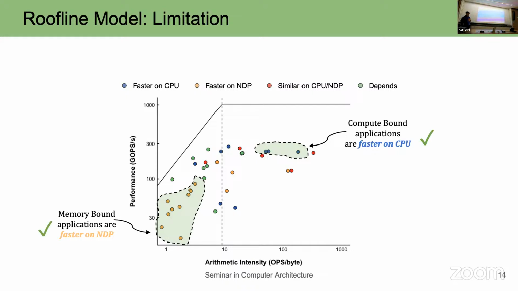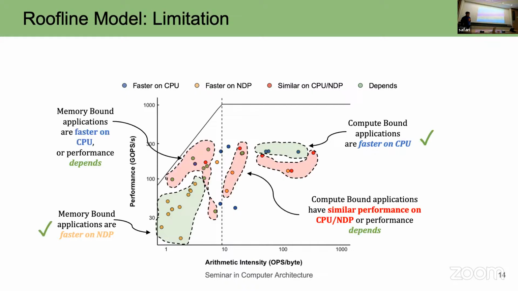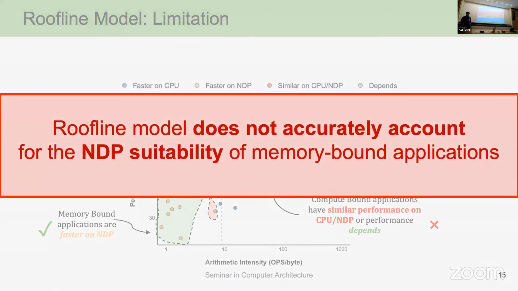But there are also functions which are classified wrongly, or it generally depends on whether it performs better on a CPU or NDP system. So we conclude that the roofline model does not accurately account for the NDP suitability of memory-bound applications.